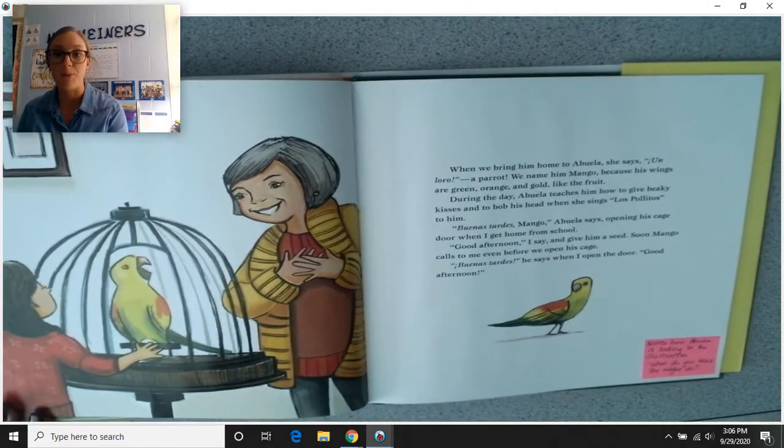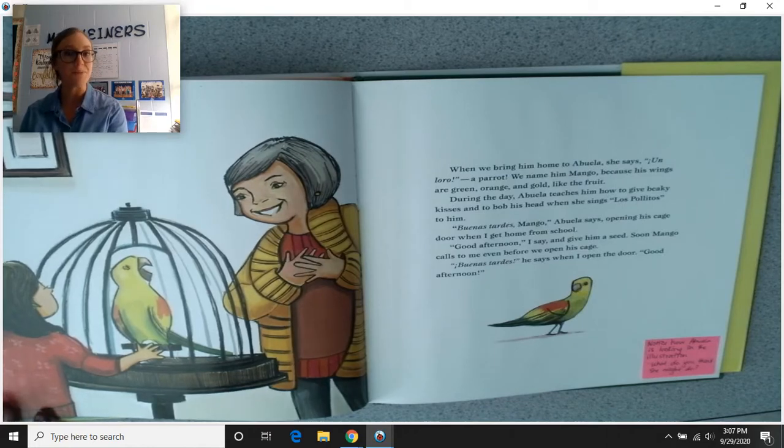When we bring him home to Abuela, she says, un loro, a parrot. We name him Mango because his wings are green, orange, and gold like the fruit. During the day, Abuela teaches him how to give beaky kisses and to bob his head when she sings Los Pollitos to him. Buenas tardes, Mango, Abuela says, opening his cage door when I get home from school. Good afternoon, I say, and give him a seed. Soon Mango calls to me even before we open his cage. Buenas tardes, he says when I open the door.